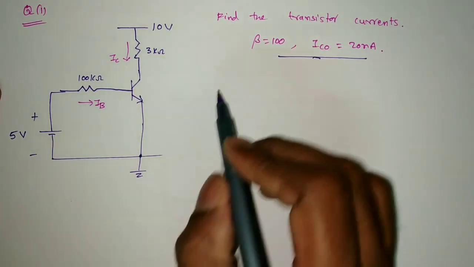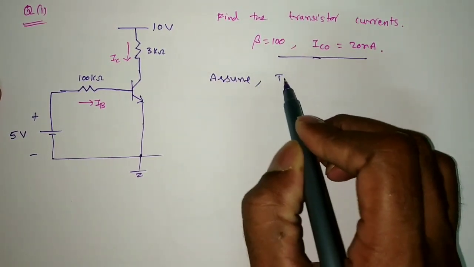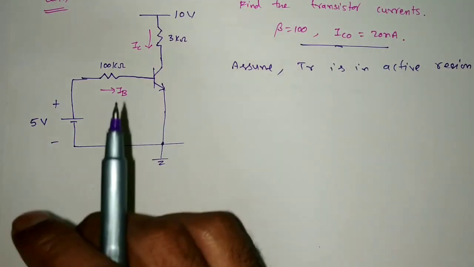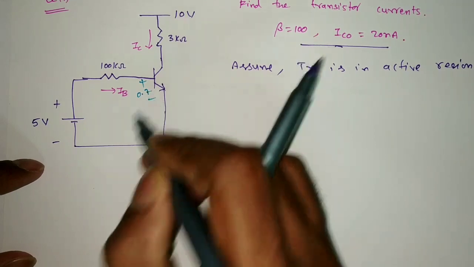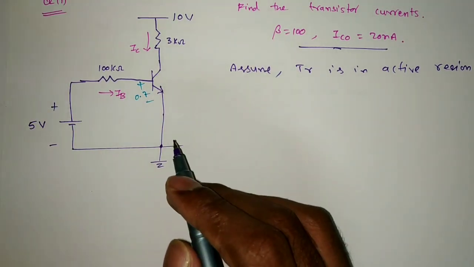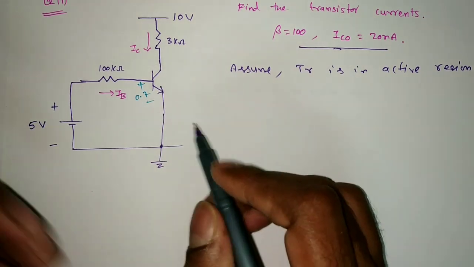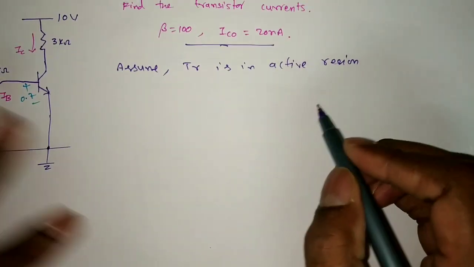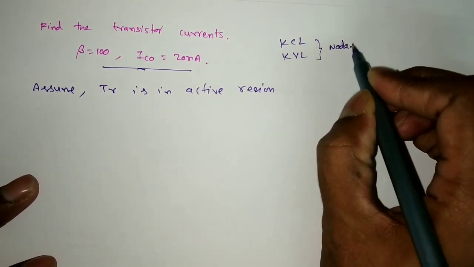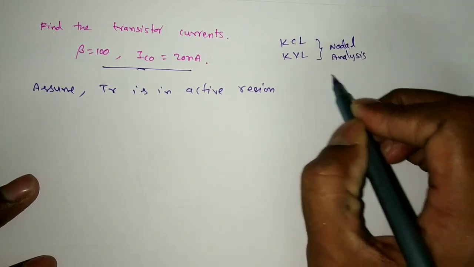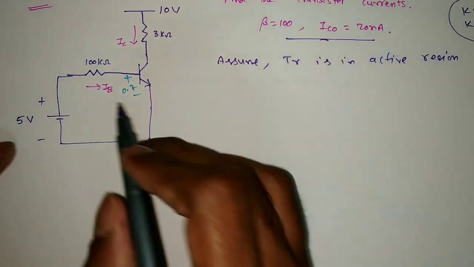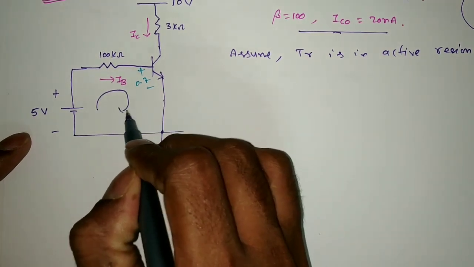Very simple one. First I assume the transistor is in active region. Active region means, what is the VBE? VBE is 0.7 volts. And always remember, if I want to solve BJT circuits, we only need two laws, KVL and KCL, and nodal analysis. If I know Kirchhoff's current law, Kirchhoff's voltage law and nodal analysis, then we can solve any BJT circuit. It may be in EDC, it may be in analog circuits, right? That's it. So I can find IB by applying KVL in this loop.